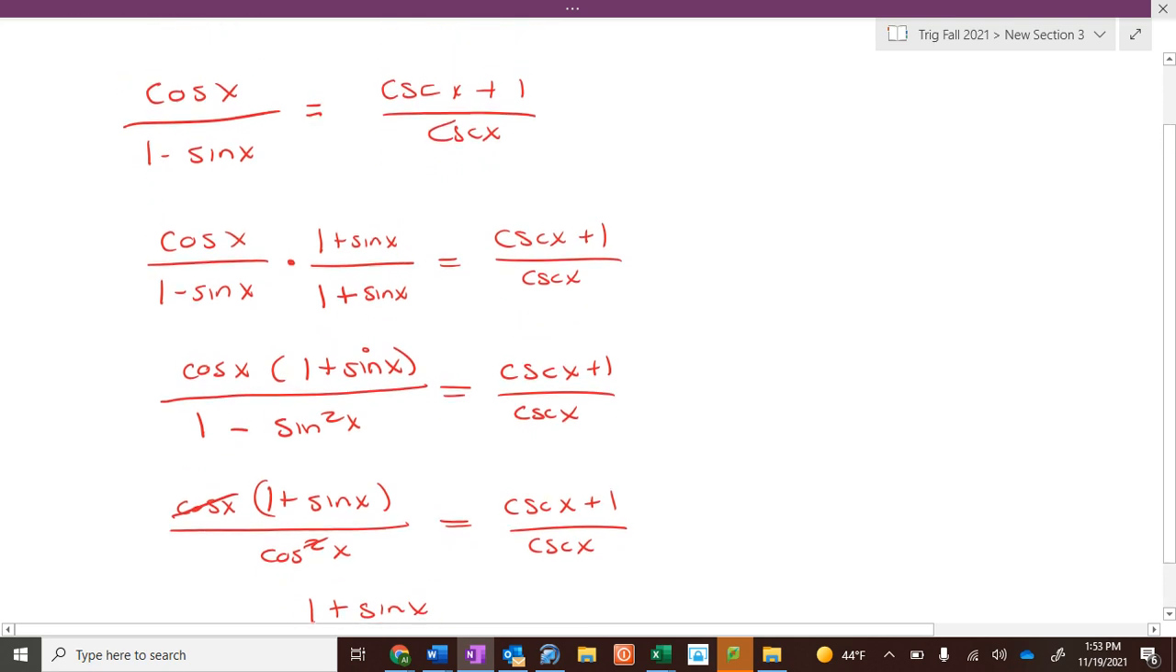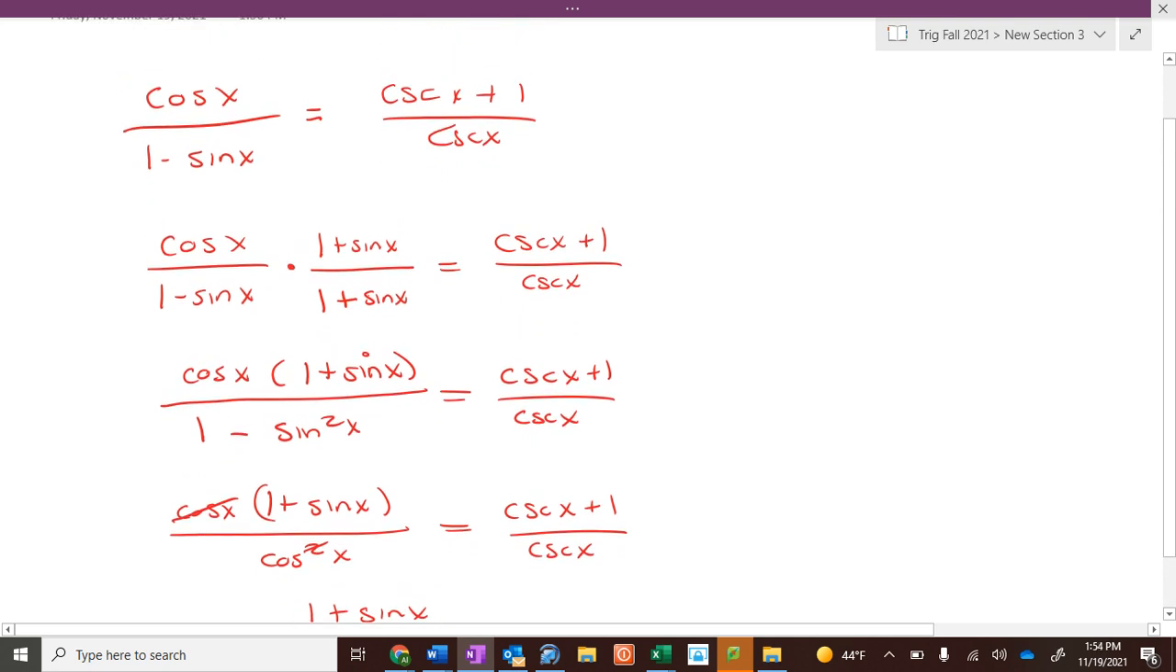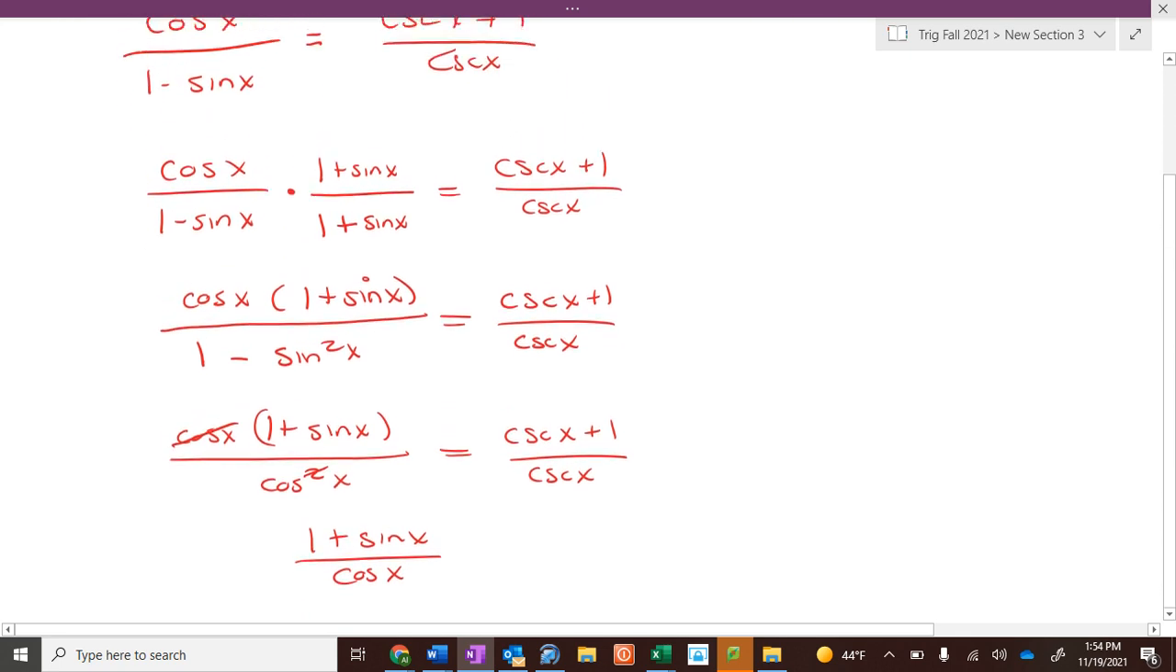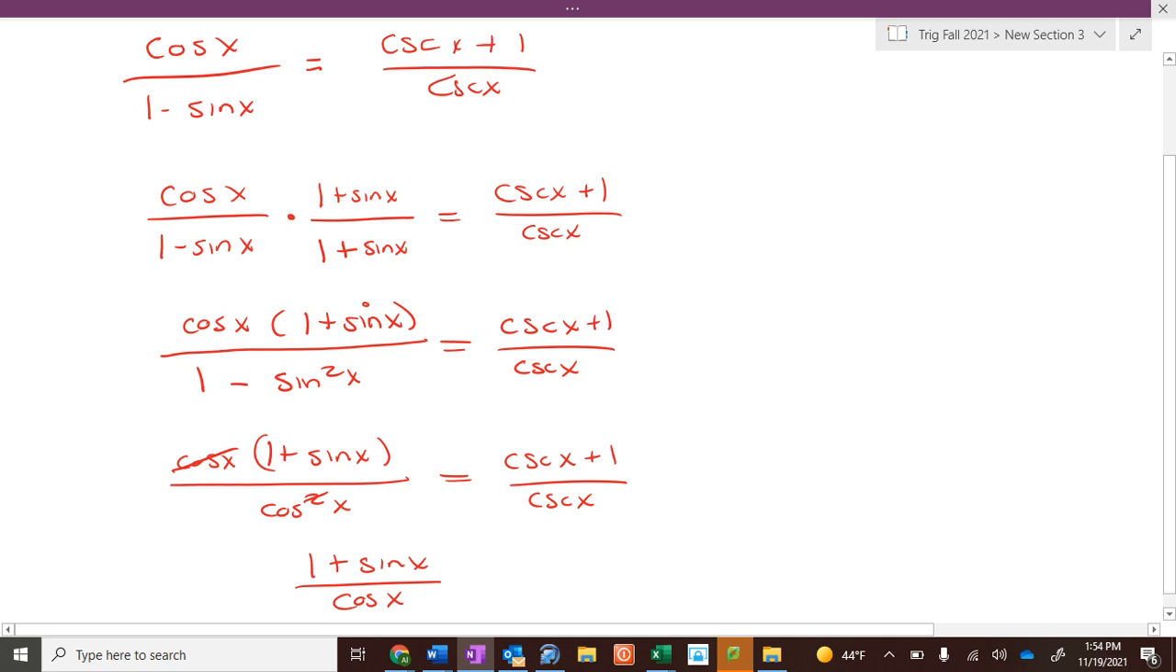Oh, I screwed up. I wrote it wrong. Oh, don't get all freaked out on me. There should have been cotangent of x on the bottom over here. Sorry. Not a big deal.